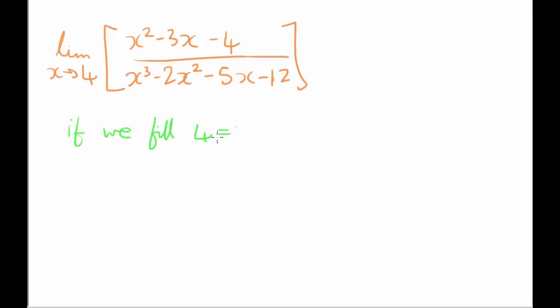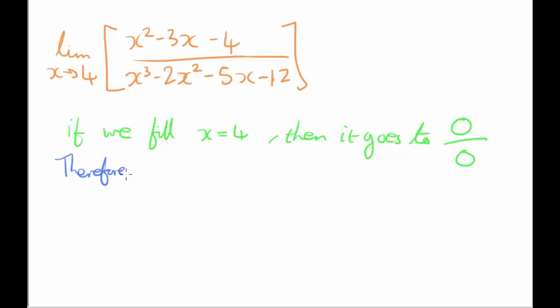So if we fill in x is equal to 4 directly into this equation, you'll find that it will be equal to 0 over 0. And that's not allowed, so we have to break it down and find its roots by separating it.